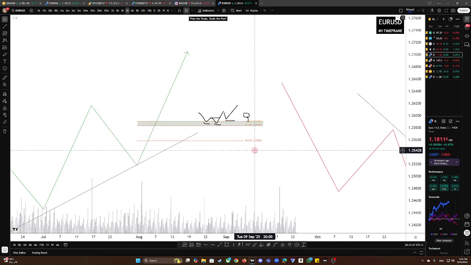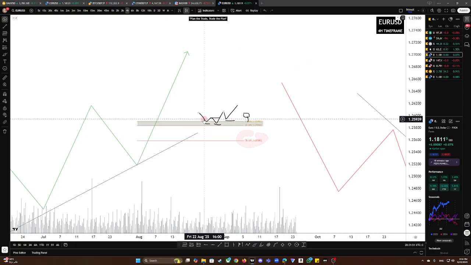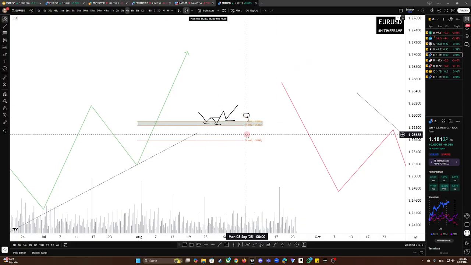And for the 78.6, same thing. You usually want to wait for a chart pattern or a candlestick pattern or whatever confirmation you need in order before you enter. These levels you should not just enter.